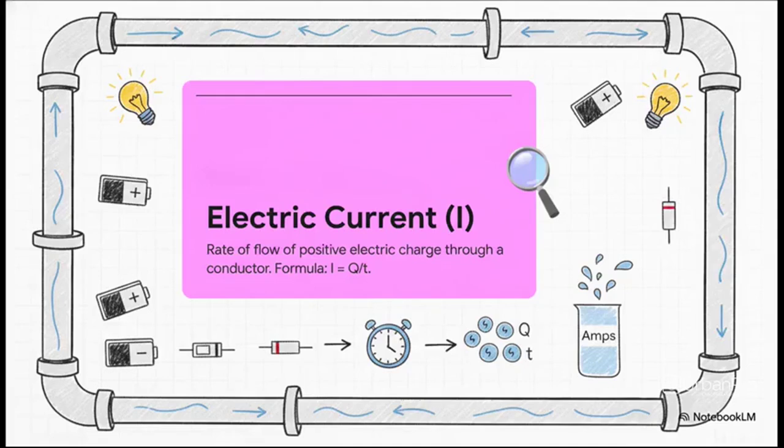So let's put a formal definition to that water flow. Electric current, represented by the letter I, is simply the rate of flow of that electric charge. The formula is super straightforward: I equals Q divided by T. That's charge, which is Q, divided by time, which is T. We measure this flow in a unit called amperes, or amps for short. So going right back to our analogy, saying a circuit has 5 amps is literally just like saying a water pipe flows at 5 liters per minute.